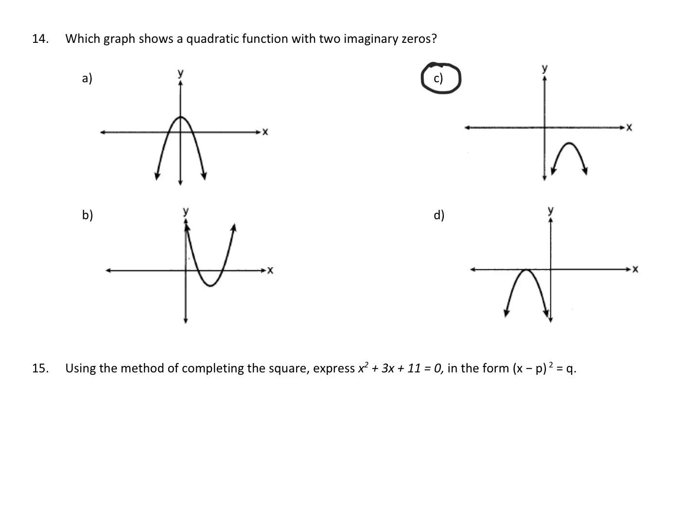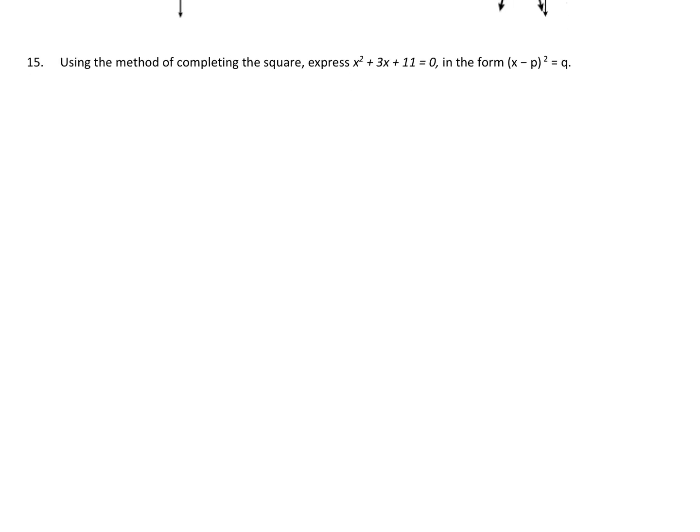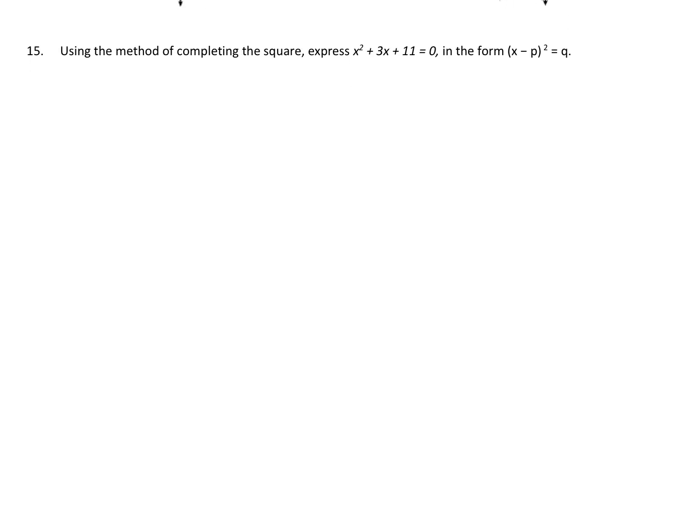Okay, number 15. Using the method of completing the square, they want us to express that equation in this form right here. So the first thing we want to do is subtract 11 from both sides of the equation. We want to move this number over.